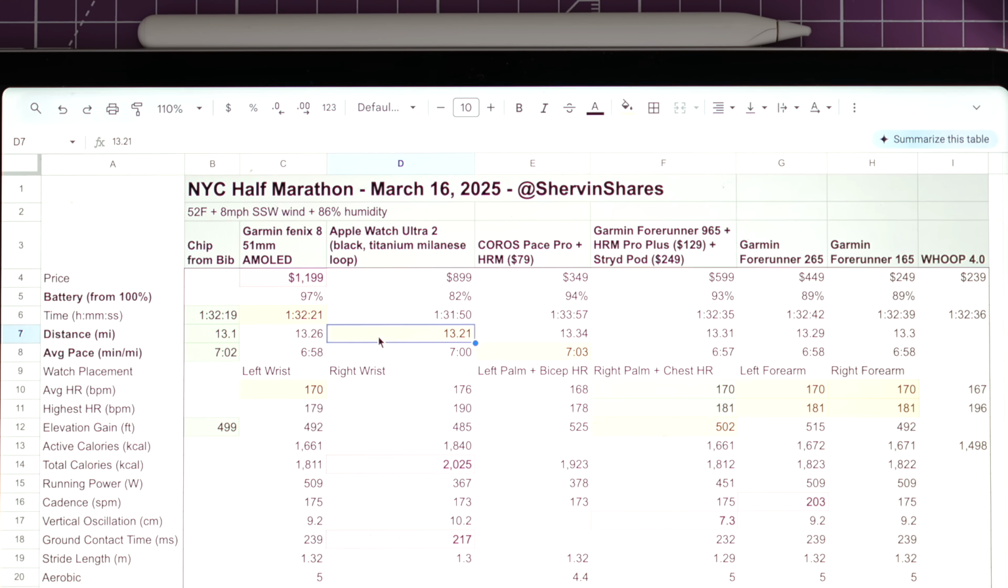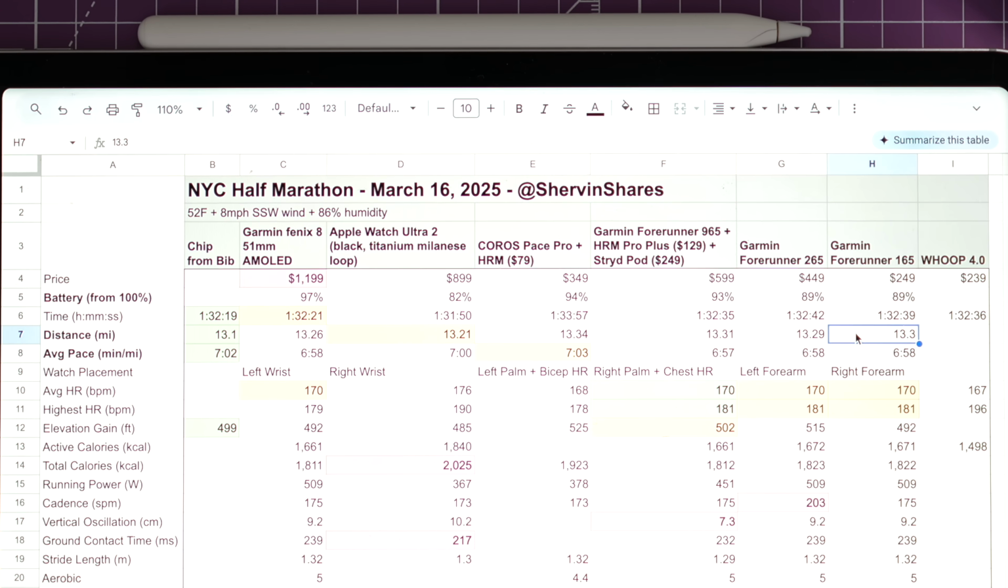So once again, the Apple Watch Ultra 2 was the closest, I think due to the Apple Maps smoothing. It was about 0.11 off the actual distance, and the Fenix 8 was the next closest at 0.16 off the actual distance. But overall, all these watches were relatively close. Like, I would not sit here and say, hey, I would not wear any of these watches. Even the 165, I would wear for a race.